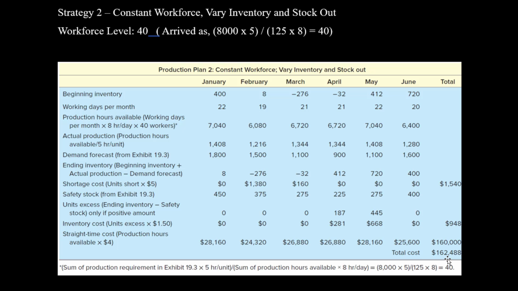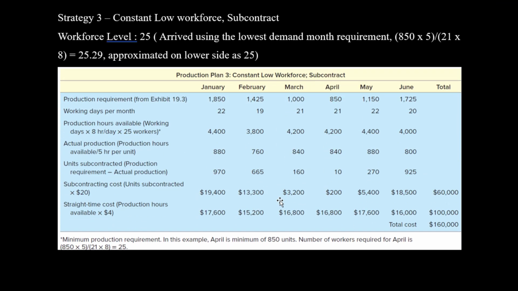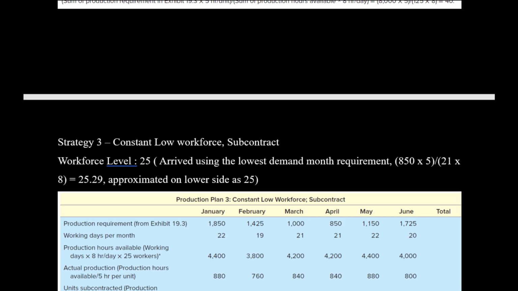In strategy 3, we are now going to have a lower level of workforce, which is 25. How have we calculated this? We have used the lowest month, which is April, and the production requirement is 850 for this. So based on that we have calculated 25 is the lowest level which we will go with.